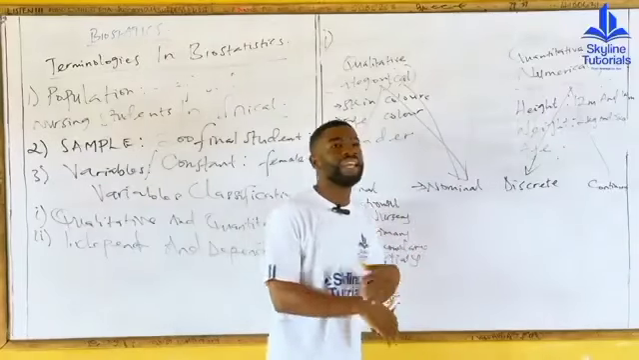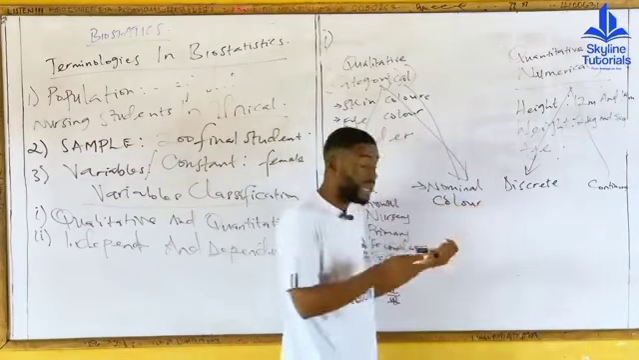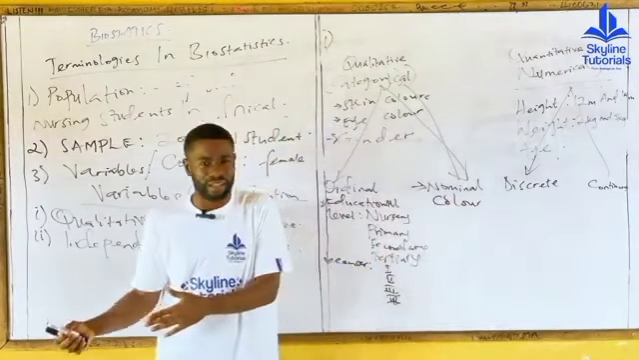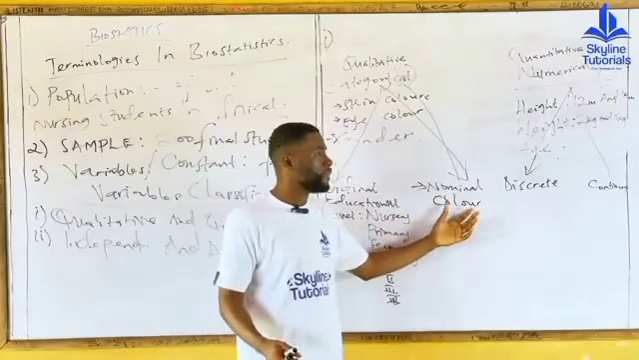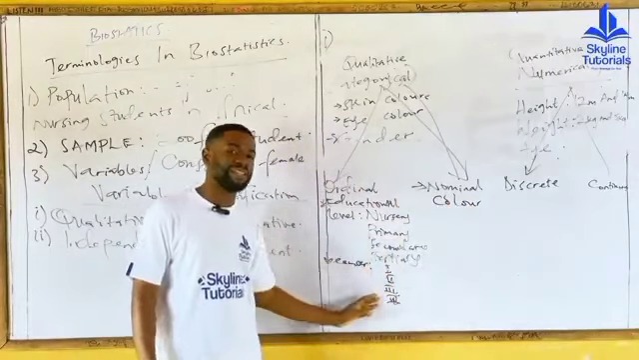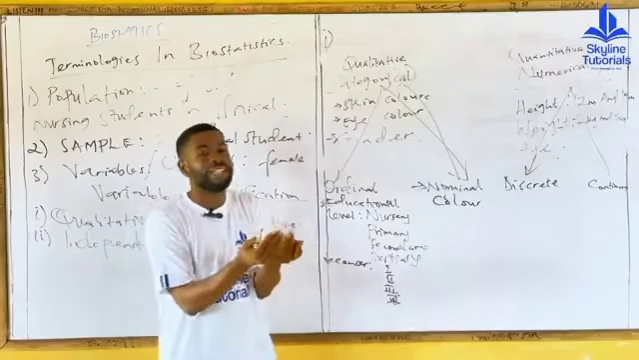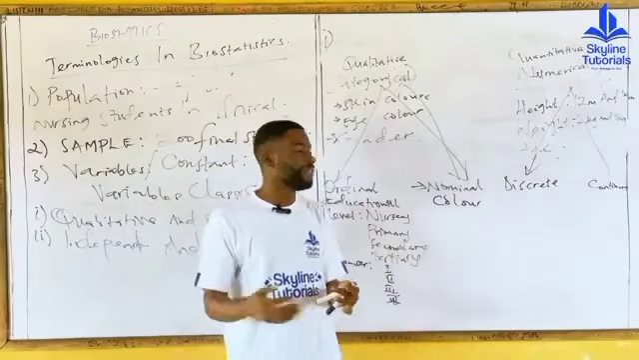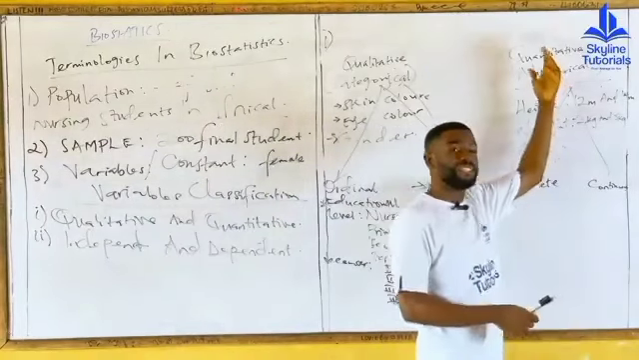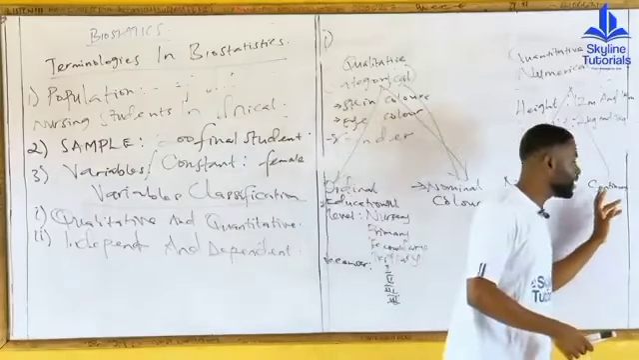Then for nominal scale, take color: blue, red, white, green, orange. They are colors. There is no ranking there, but they are different. This one has ranking and is still different. So the bedrock of a variable is that there must be differences.